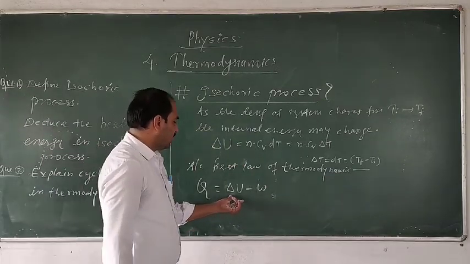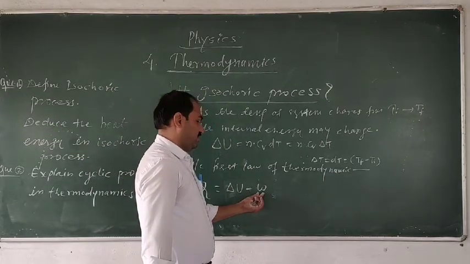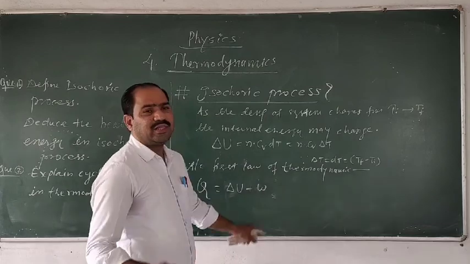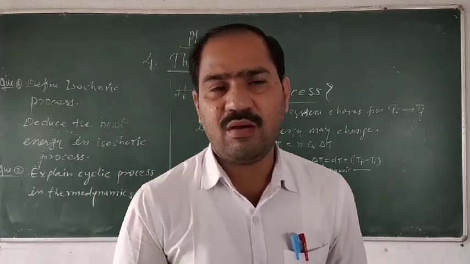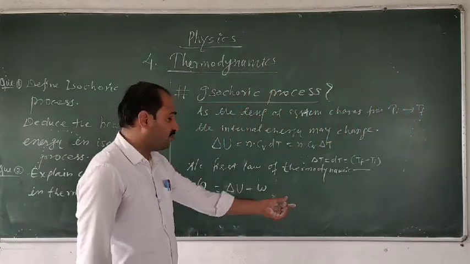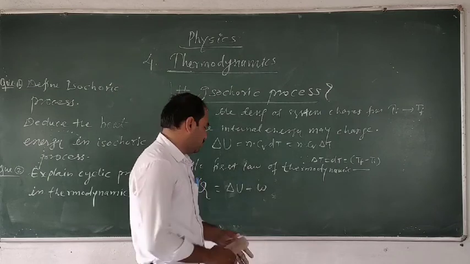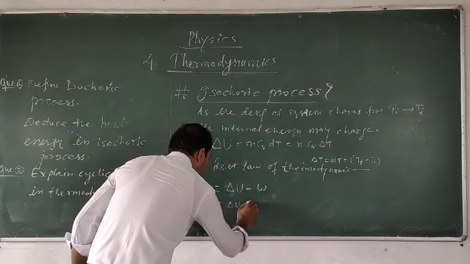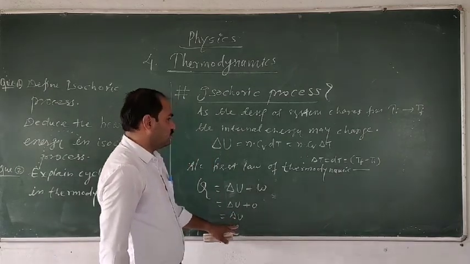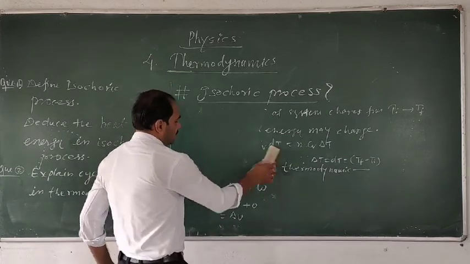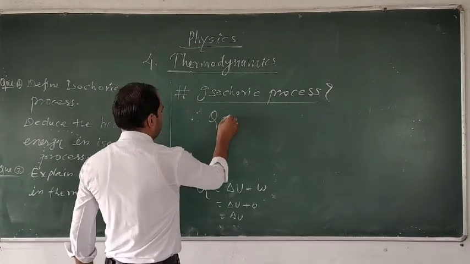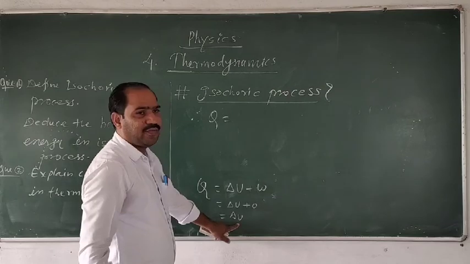Here delta U is the change in the internal energy, W is the work done by the system or on the system. So the work done is W equal to P into delta V, or dV, but here the value of dV is equal to 0. Therefore, according to equation number 2, the term W will vanish. Therefore, delta U plus 0 is equal to delta U. Putting the value of delta U, you will get the equation for Q. Therefore, Q is equal to delta U.